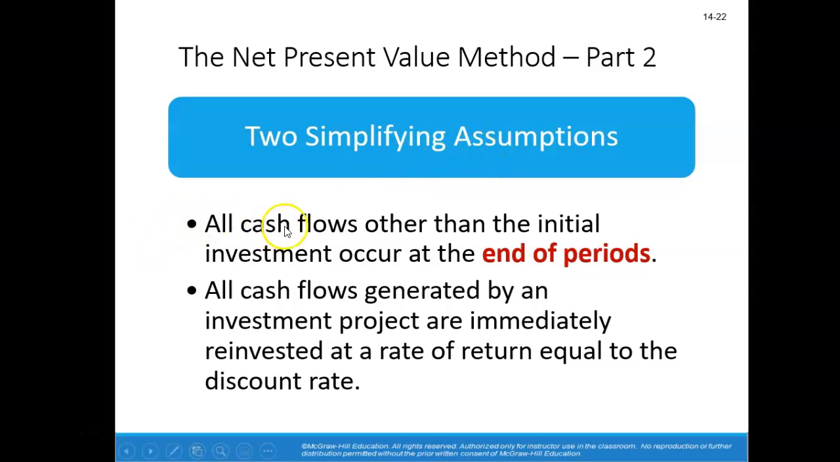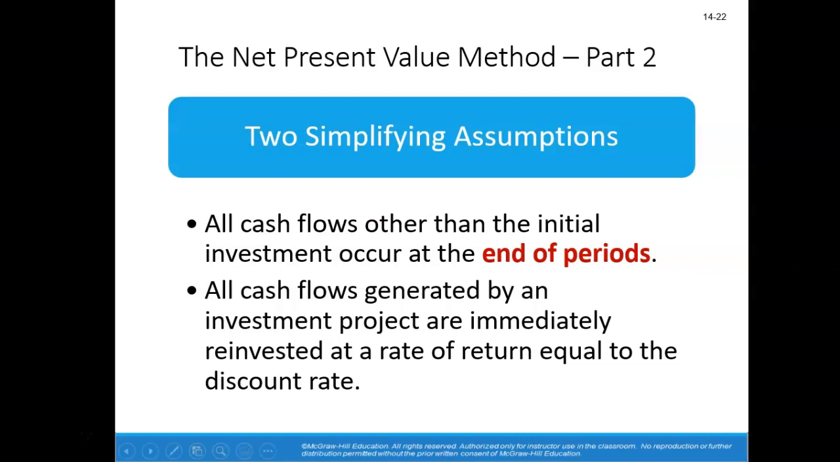First, all cash flows, whether inflows or outflows, occur at the end of the period, other than the initial investment. Again, we're going to assume that all cash flows, whether outflows or inflows, except for the initial investment, take place at the end of the period.